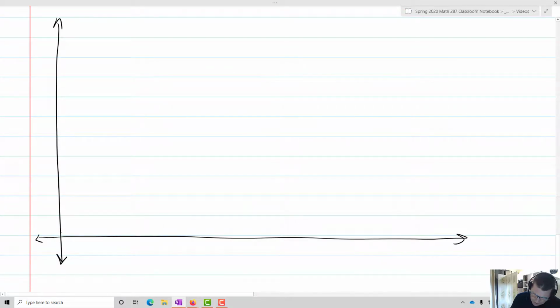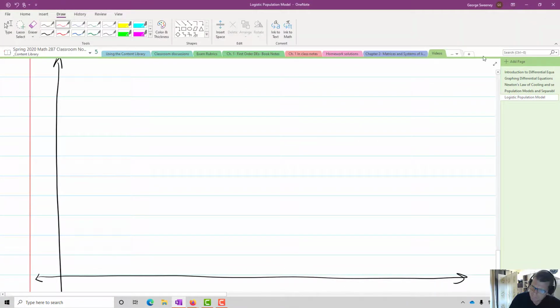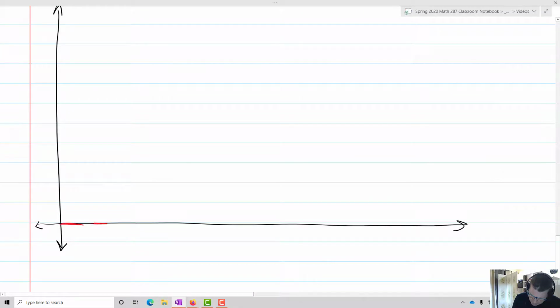Now that I've done that, I can actually go through and construct a slope field for my function. So what I know is, here's P equals 0. Let's use a red pen here. I have an equilibrium solution down here. And then I'm going to have another equilibrium solution at P equals C. So here's C, and so there's my next equilibrium solution.